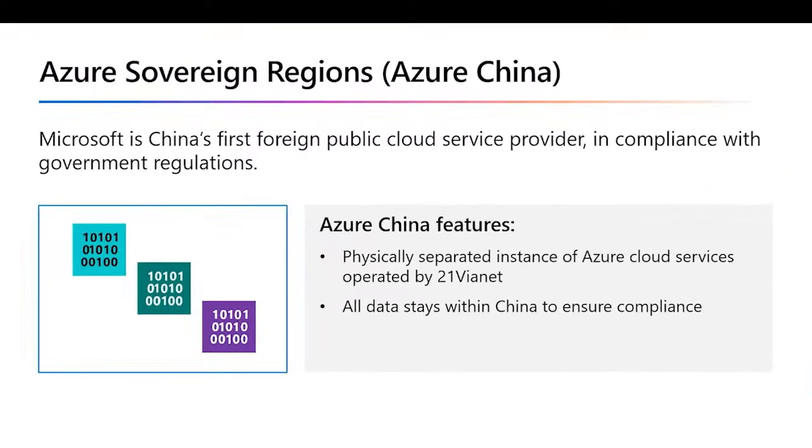Azure China is notable for being China's first foreign public cloud service provider in compliance with government regulations. It operates as a physically separated instance of Azure Cloud Services and is managed by 21Vianet. This separation ensures that all data stays within China, maintaining compliance with local regulations and providing a secure and reliable cloud environment for businesses operating within China.